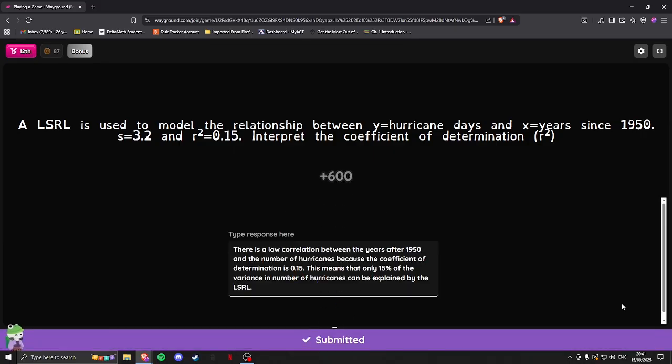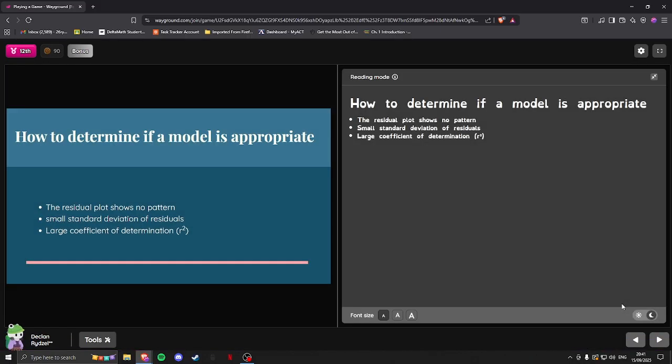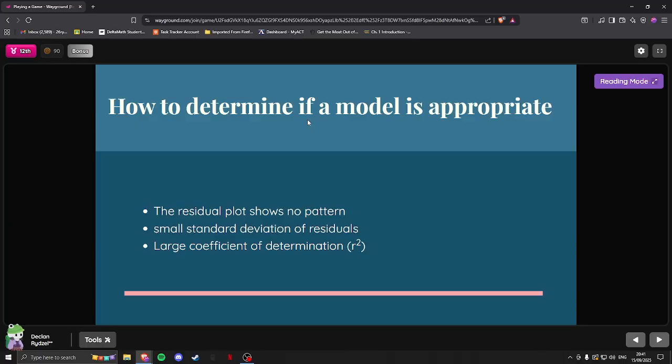Next. Hopefully that makes sense. How to determine if a model is appropriate. The residual plot shows no pattern and the residuals are close to zero. The small standard deviation of the residuals means everything is relatively close to the regression line. And a large coefficient of determination. You want that number really, really high.